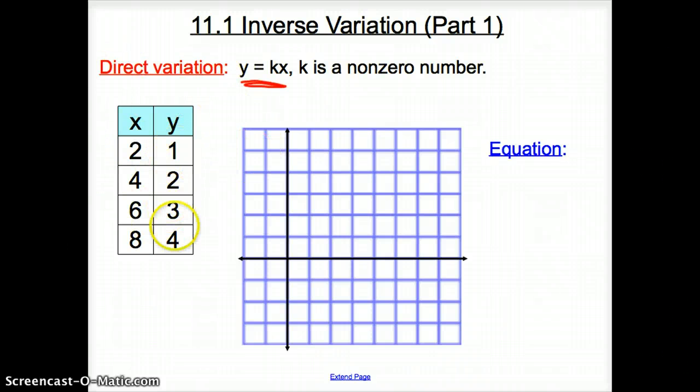So let's go ahead and take a peek at what the graph would look like. Well, we have to graph these numbers. So we graph 2, 1. So you go over 2 on the x, up 1 on the y. Over 4, up 2. Over 6, up 3. And over 8, up 4. Let's go ahead and connect these dots with a line.